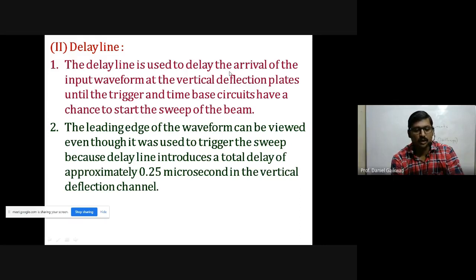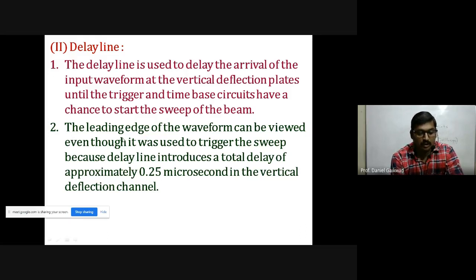So the delay line delays the input waveform going toward the vertical deflection plate, and the signal reaches the vertical deflection plate only after the trigger and time-base circuit have started the sweep of the beam. It means horizontal as well as vertical signals should arrive simultaneously at the CRT, the cathode ray tube, so that the beam is deflected horizontally and vertically simultaneously. And accordingly, we obtain a certain waveform on the screen.